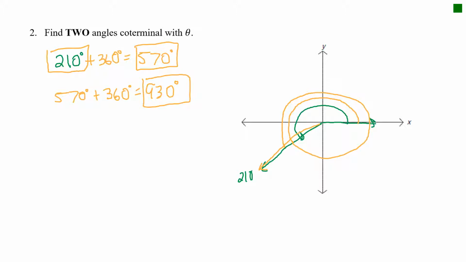Now, I could have started with 210 degrees and just subtracted 360. If we did that, that would have left me with a negative 150. Oops. So that's a negative 150. Let me rewrite that a little bit here. Okay, so then this would also be coterminal with these other three up here.